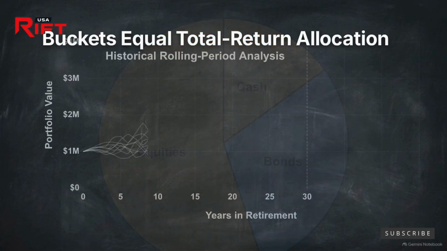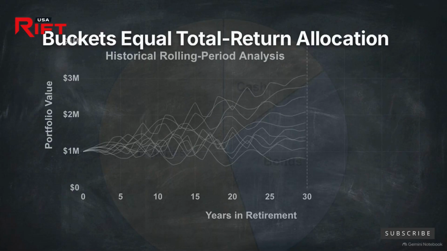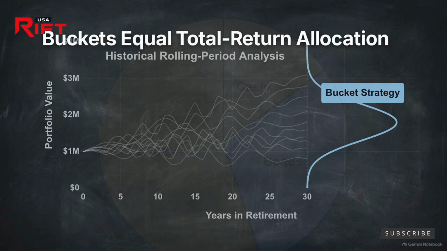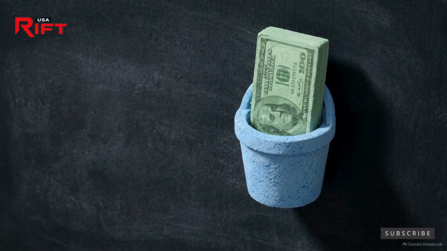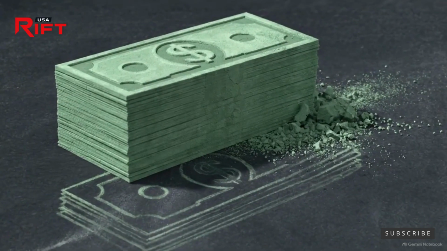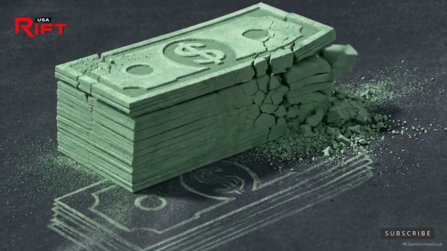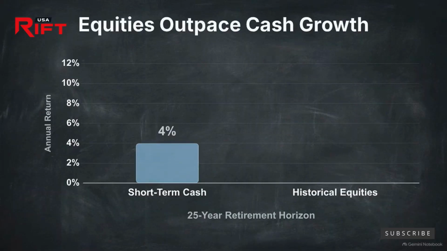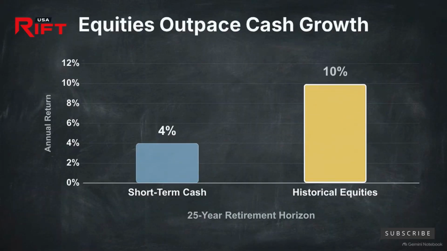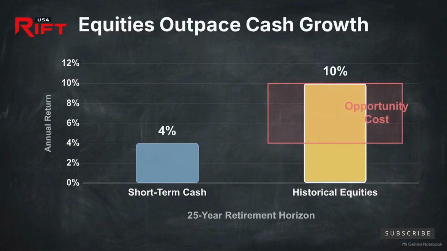Michael Kitces performed a historical rolling period analysis to see if this bucketing actually changed the outcome for retirees. The data proved that buckets produce nearly identical terminal wealth distributions to a simple total return portfolio with regular rebalancing. Beyond the lack of an edge, there is the specific mathematical hazard of cash drag within that short-term bucket. If you hold 5 to 7 years of expenses in cash earning 4%, you are incurring a heavy opportunity cost. Contrast that 4% against historical equity returns of 8% to 10% over a 25-year retirement horizon.